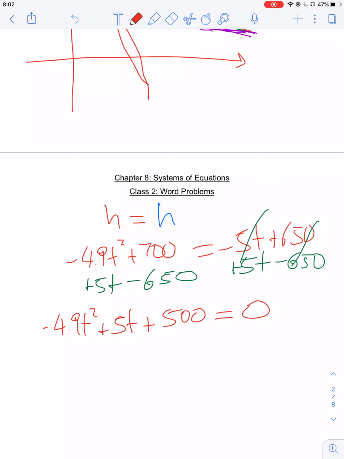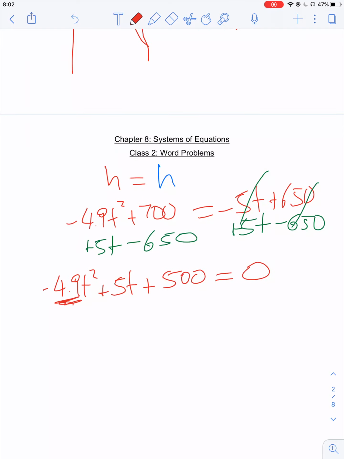Now in this case, because you have a decimal, don't even bother using the factoring method. The factoring method only works when you have whole numbers, because when you multiply 4.9 and 500, factoring will not work over here.